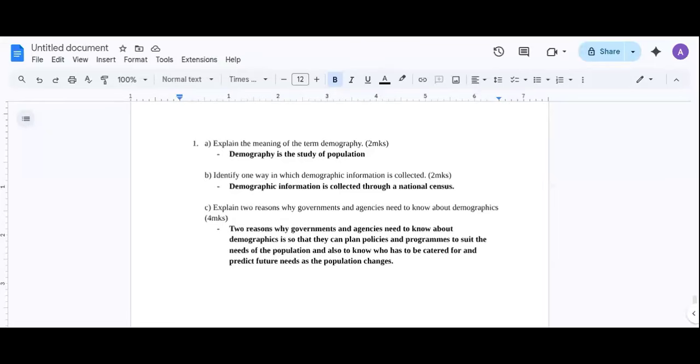So the demographic area that we're looking at now is occupation. Why would government and agencies need this information?